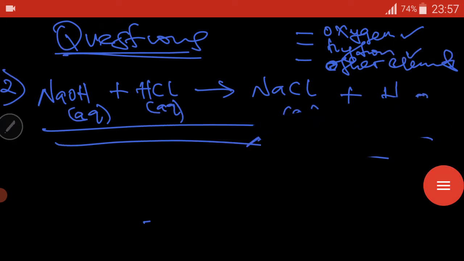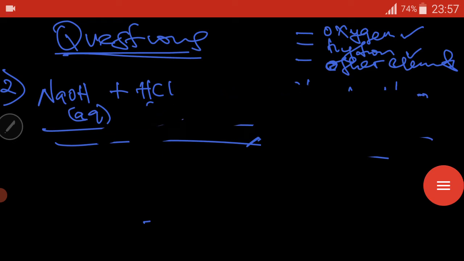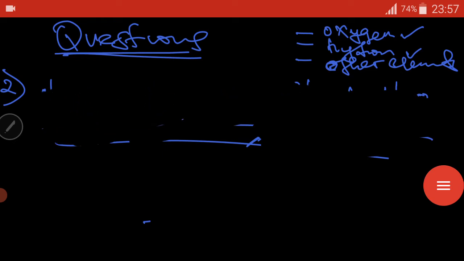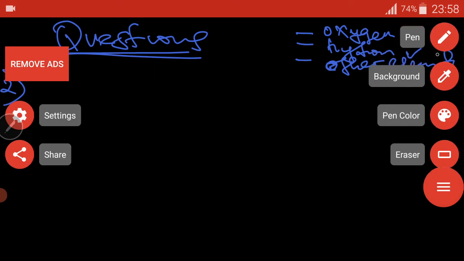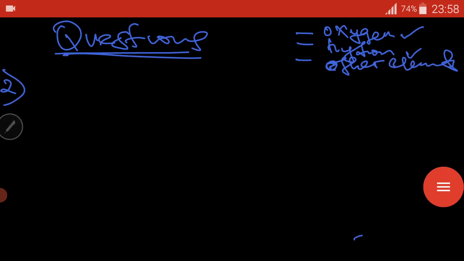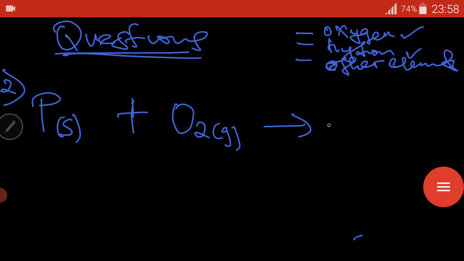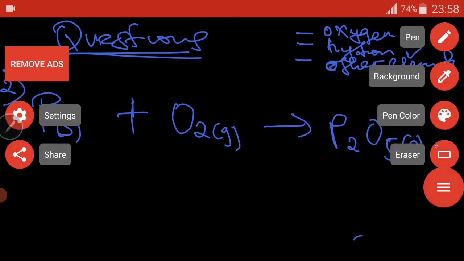Let's look at another question. Hope it's clear. We've got this one in solid form, with oxygen gas, giving us this compound here in solid form. So let's use a 5.